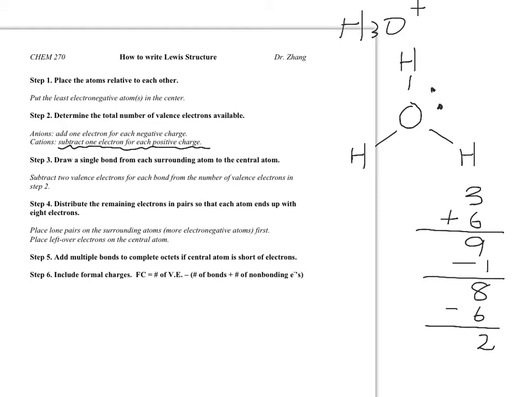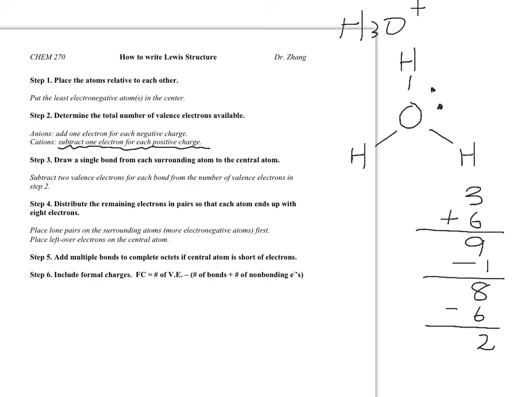That's step 4. Step 5, if your central atom is short of electrons, doesn't have 8 electrons surrounding it, doesn't have the octet, you need to add multiple bonds to complete the octet. For this case, the oxygen has 8 electrons surrounding it, so we could skip to step 6. We're going to see examples of multiple bonds later.